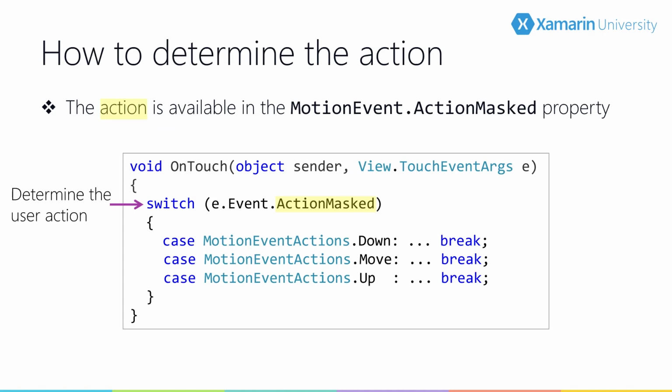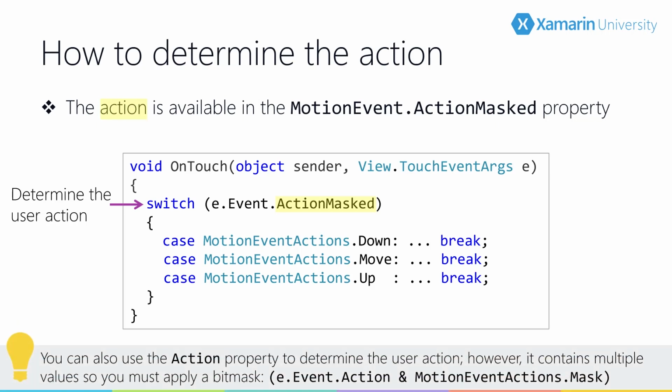Remember that there is one event called Touch that reports all of the actions: down, move, and up. In your handler, you'll need to determine what happened. Did the user just contact the screen? Did they move an existing contact? Did they lift their finger off the screen? You use the ActionMasked property of the motion event to determine the action. It's a MotionEventActions enumeration, so it's common to switch on the value.